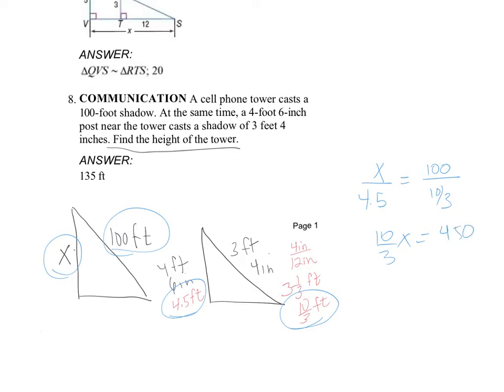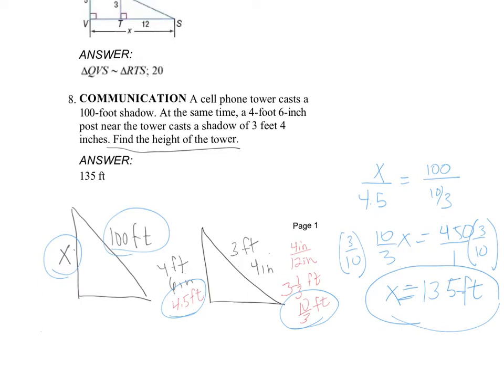And then I'm just going to go ahead and use a reciprocal on both sides. And so then x, when I multiply 450 times the 3/10, that's how we're going to get the 135 feet. So definitely need to be careful with those inches, that we are working all in the same units to get to that height of the cell phone tower.